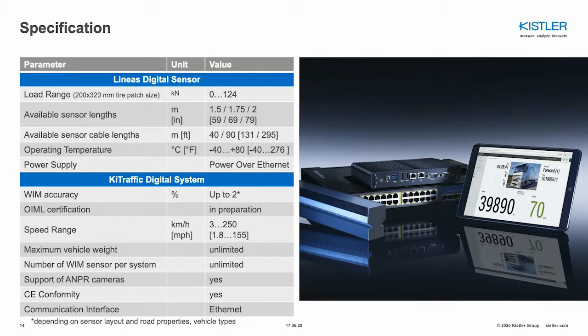Once the sensors are installed in the road, they withstand a wide operating temperature range. They can be used from -40 to +80 degrees Celsius. And the power to these sensors is supplied via power over Ethernet. So looking at the KiTraffic Digital system, the most important parameter, of course, is WIM accuracy. And as you all know, WIM accuracy depends on many factors.